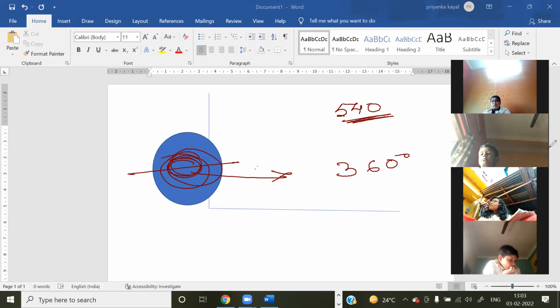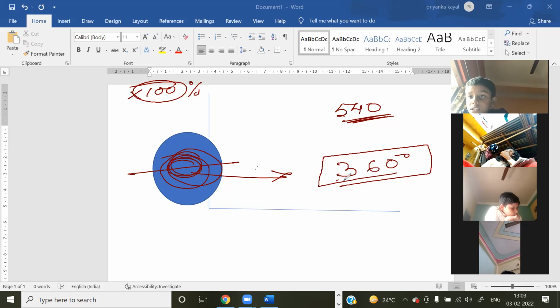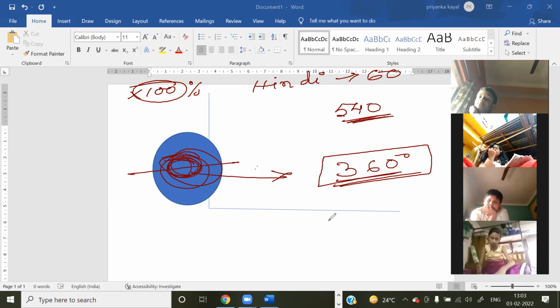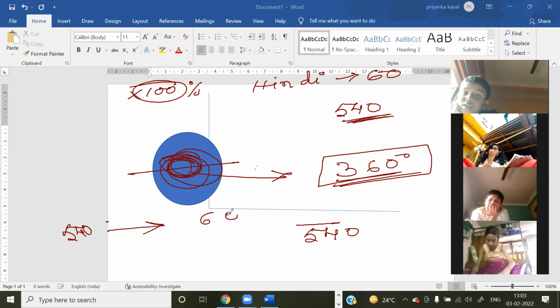So we'll have to find, just like when we are finding percentage, we do out of 100, into 100%. The same thing here: we will have to take 360 degree, as the central angle is 360 degree. So suppose Hindi is 60 books. Out of a total of 540 books, Hindi is 60. Unitary method: when 1 is the total book, then Hindi will be 60 by 540.